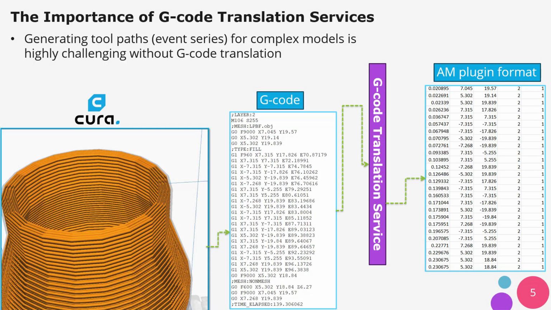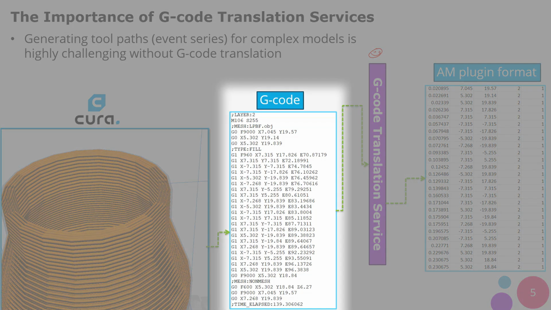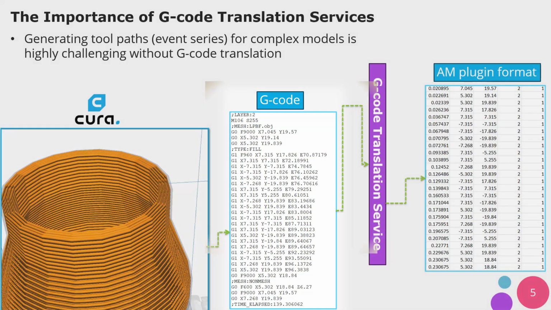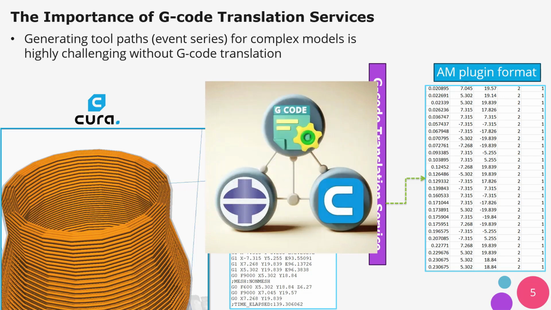So, what's the solution? The solution is to use our developed product, the Gcode translation service. I highly recommend using this service. With it, any Gcode you have can be converted into a format that is understandable and usable by the AM plugin. So, what happens if we want to export from Cura software to Abaqus directly?